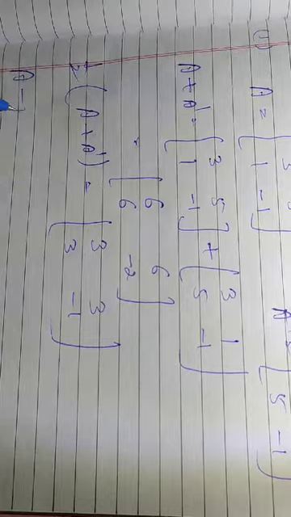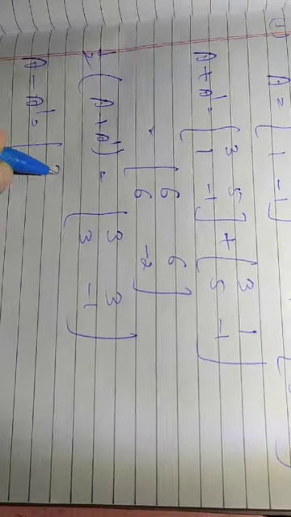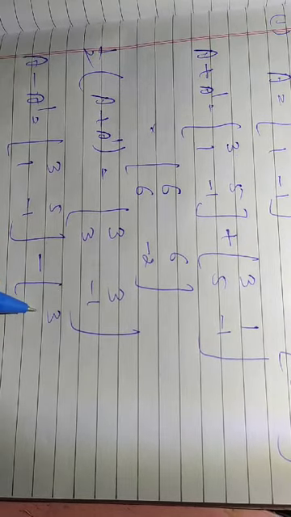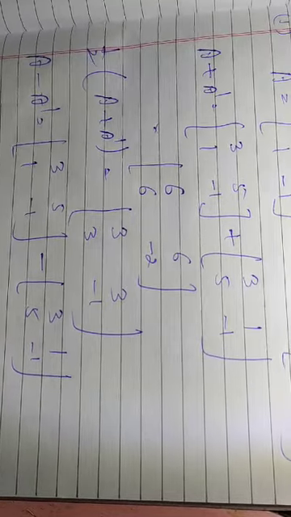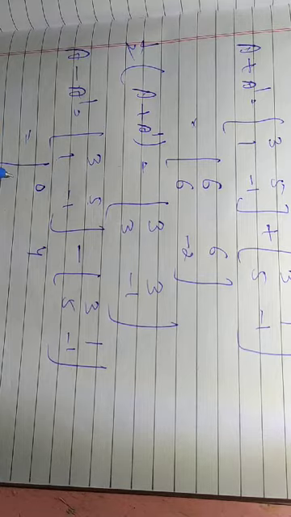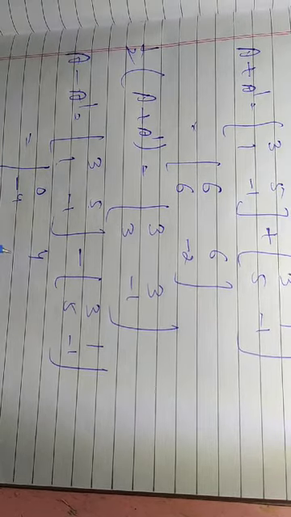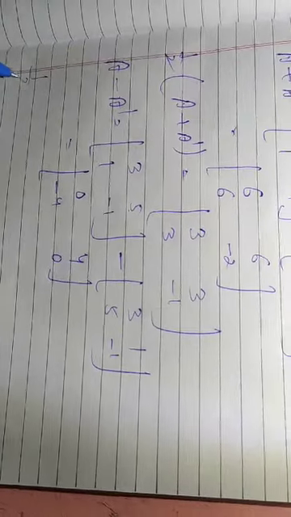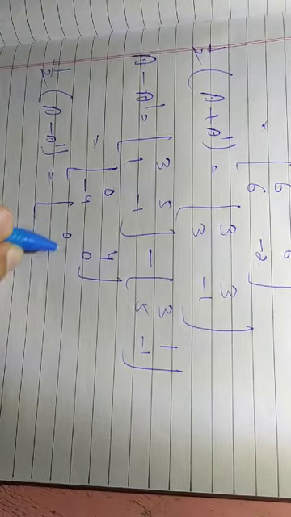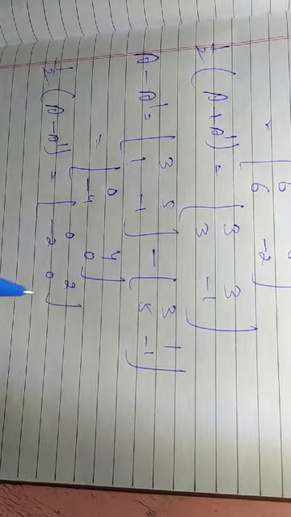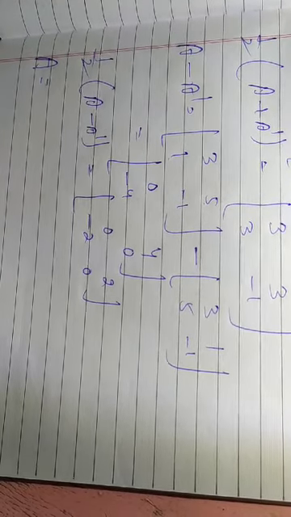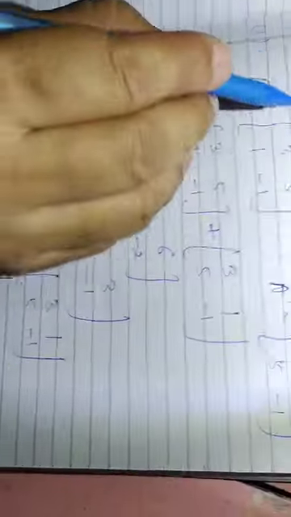Then A minus A transpose: 3, 5, 1, minus 1 minus 3, 1, 5, minus 1. 3 minus 3, 0. 5 minus 1, 4. 1 minus 5, minus 4. Minus 1 plus 1, 0. Then 1 by 2 of A minus A transpose, divided by 2 each element: 0, 2, minus 2, 0. Then the A matrix can be expressed as a sum of symmetric and skew symmetric. It can be written this way.